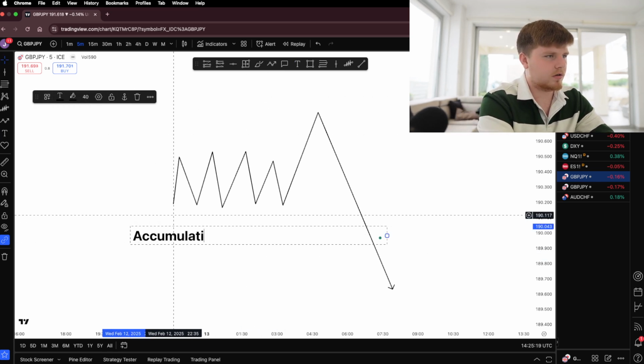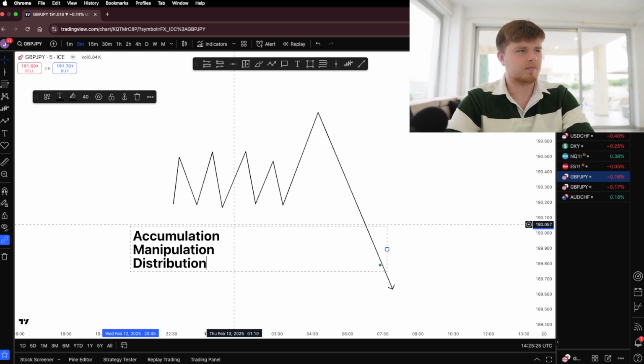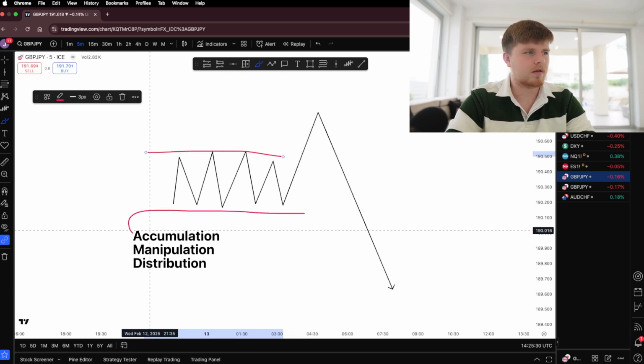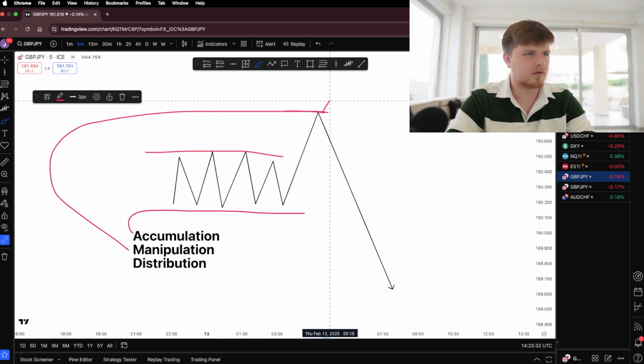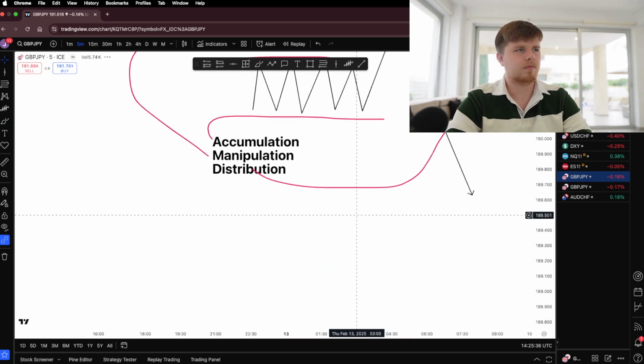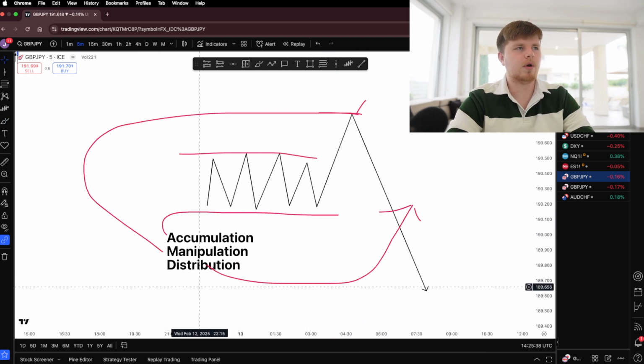Accumulation, manipulation, distribution. So we have the accumulation, the manipulation and the distribution. So we know what they look like.